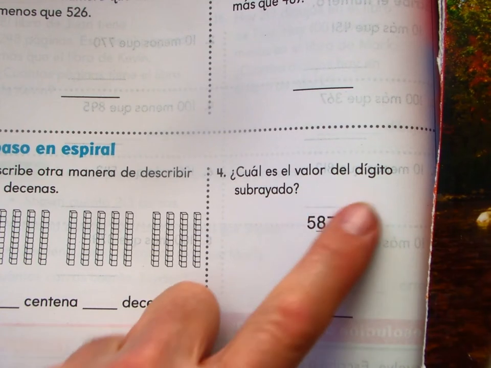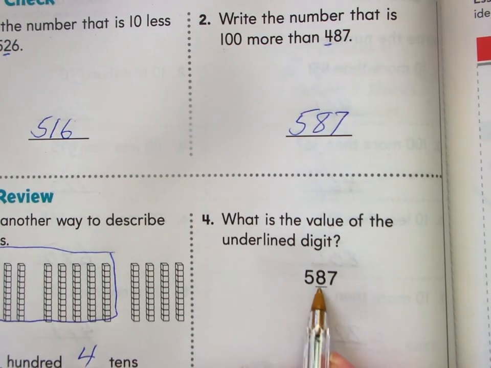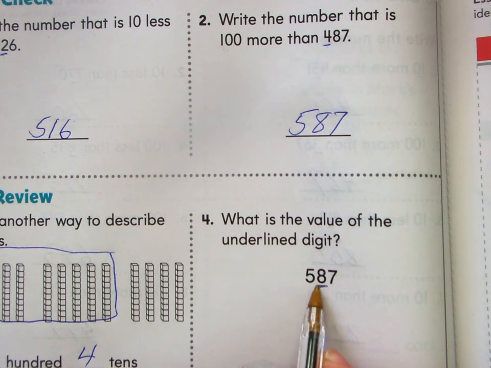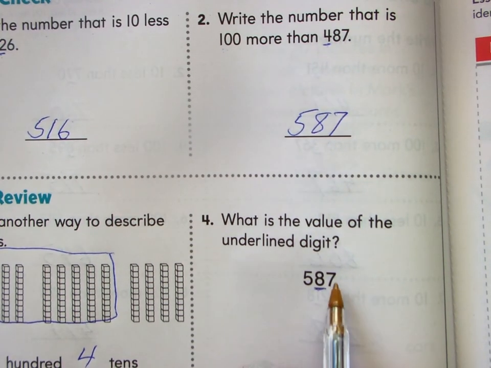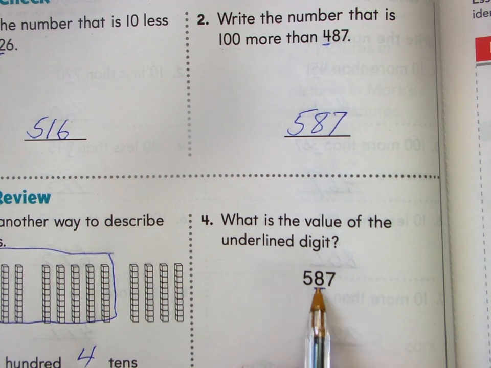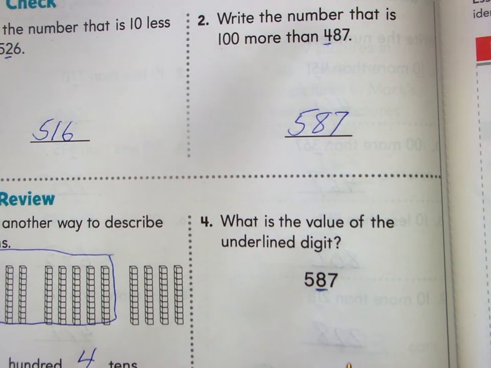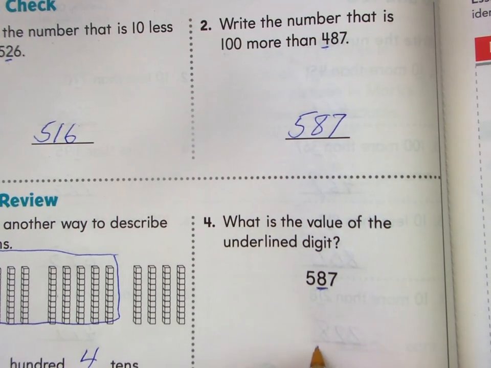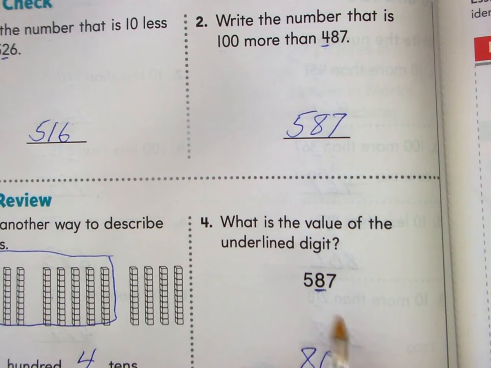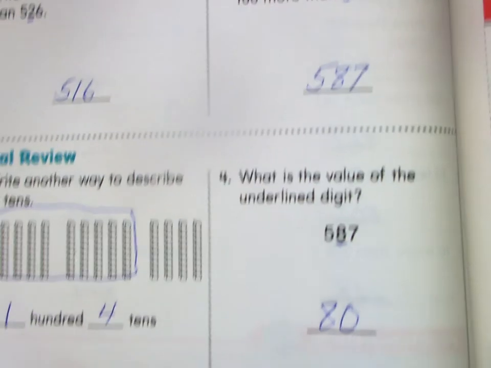What is the value of the underlined digit? ¿Cuál es el valor del dígito subrayado? Well, aquí en el medio subrayaron el número 8. No es unidades, 7 unidades y 5 centenas. 7 ones, 5 hundreds, but that's 8. 8 tens. How much is 8 tens? 10, 20, 30, 40, 50, 60, 70, 80. It's 80, of course, right? The value of the 8 is 80. The 7 is 7, and the 5 is 500. But the 8 is 80. That's the one they asked us.